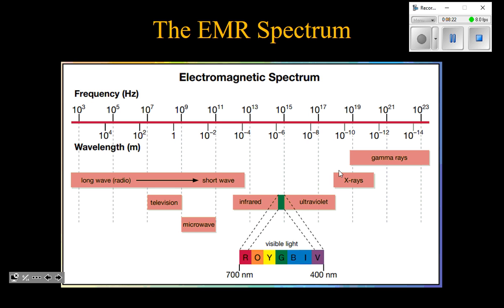Next to that, every time you go to the dentist, or if you break a bone and have to go to the hospital, are the X-rays. And then last but not least are these very dangerous guys out here, the gamma rays. So we are going to talk about each of these different regions and how they're formed.